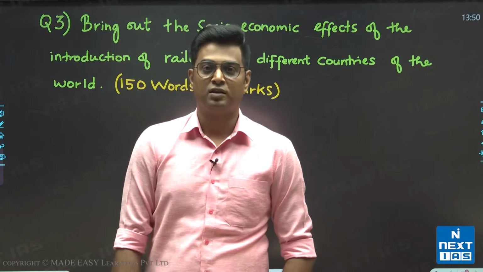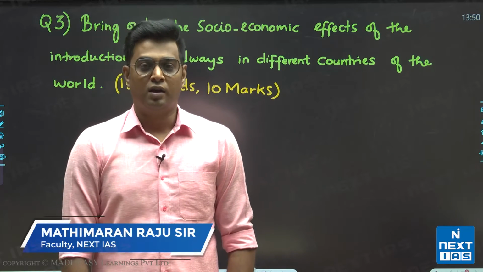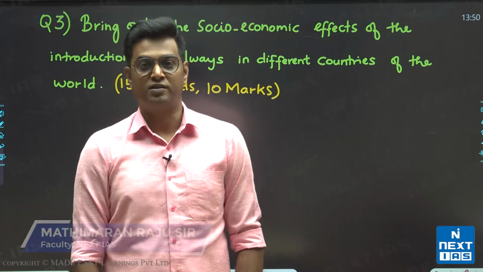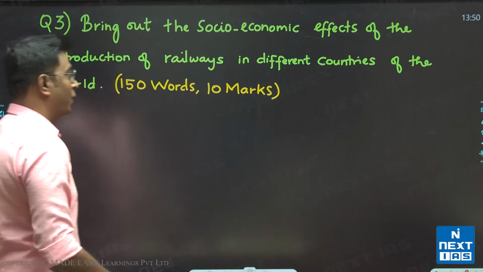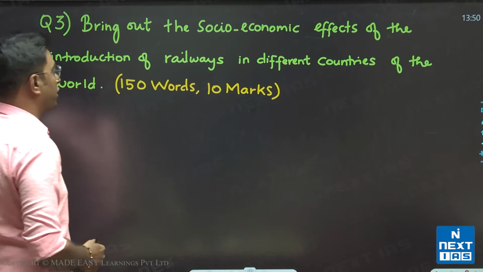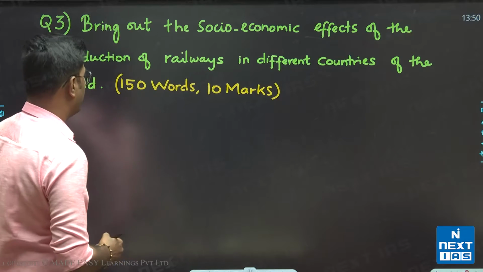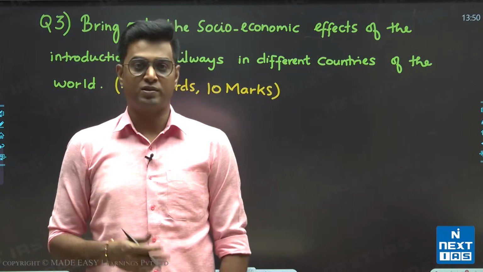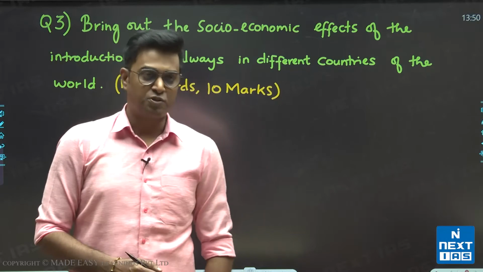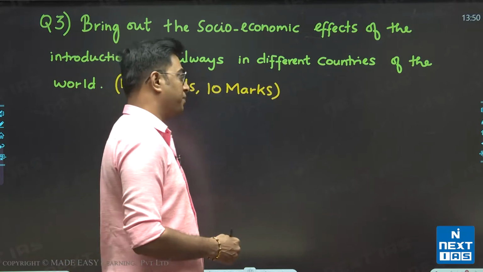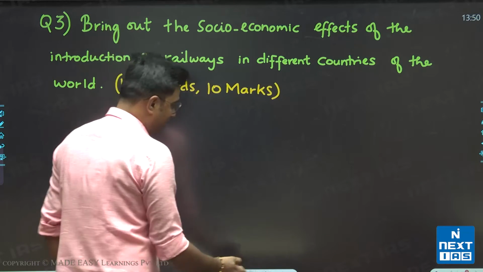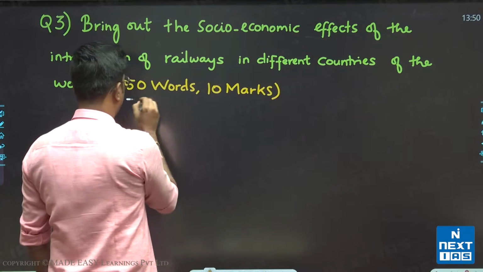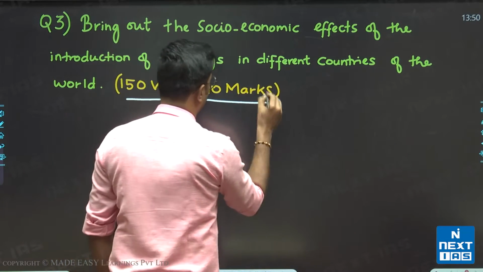Hi students, I'm here to discuss the answer for the mains question from GS paper 1 from world history. The question was, bring out the socio-economic effects of the introduction of railways in different countries of the world. This was the third question in GS paper 1, it was from world history. The question was to be answered in 150 words, meaning it was a 10 marker.